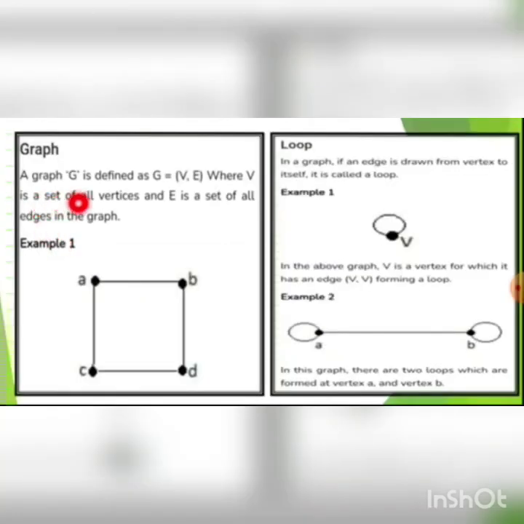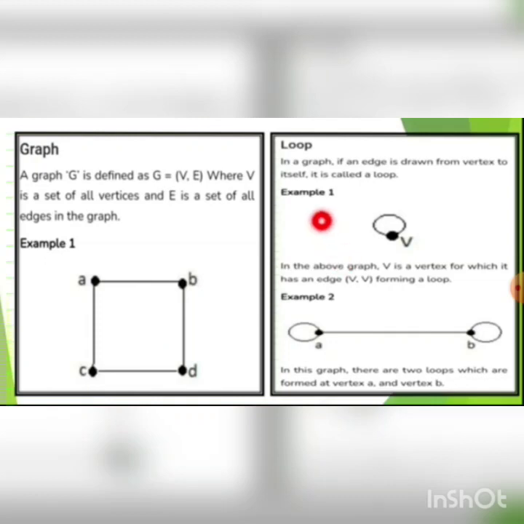Graph. A graph G is defined as G equals V, E, where V is the set of all vertices and E is the set of all edges in the graph. Here, this square is an example of a graph. Here AB, BD, CD, and AC are the edges, and A, B, C, and D are vertices.